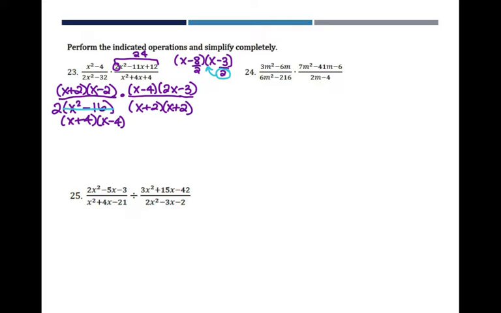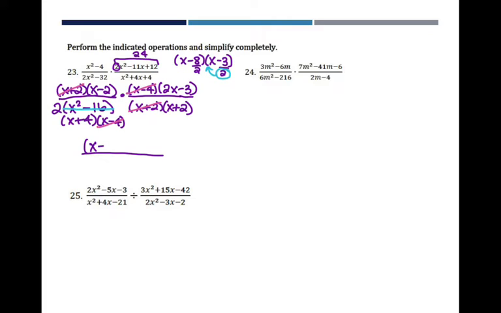Now, anytime I'm multiplying, what I want to do is cancel out whatever is the same on top that is also the same on the bottom. So I have an x plus 2 over here and an x plus 2 over there that can cancel. I can also cancel the x minus 4 with this x minus 4. And that's pretty much it. Whatever you're left over with, that is your final answer.